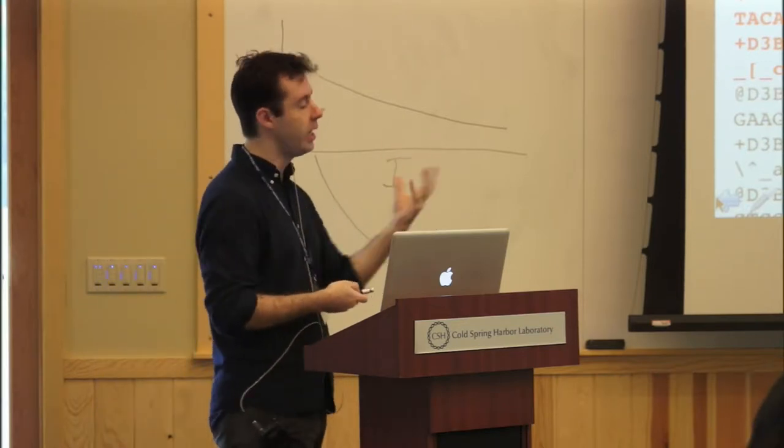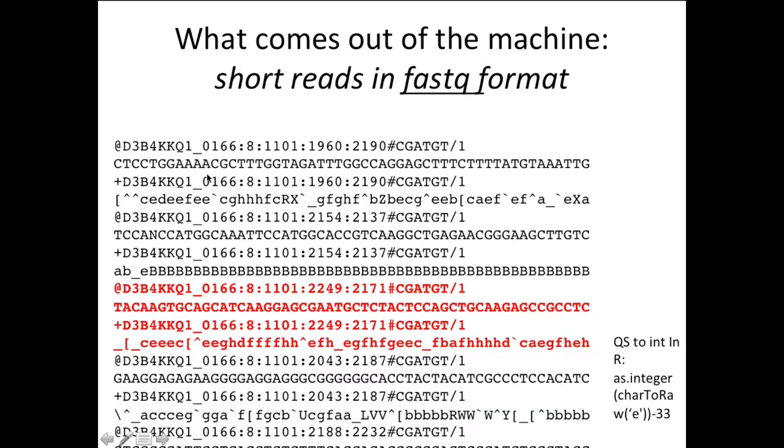Each read is coded by 4 lines in this format. One line for the actual read, another line for quality scores, right? And some additional information about the position of the dot on the lane, and this is the index. We'll get back to this.